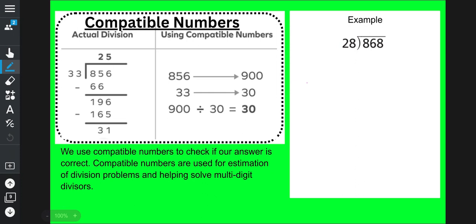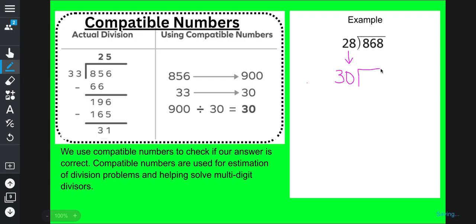Compatible numbers are used when we're trying to see if our answer makes sense. So a compatible number would be rounding our numbers to make an easy division problem. So 28 is not something I can count by 28s very easily. But that is closest to 30. I can count by 30s because I can count by 3s.